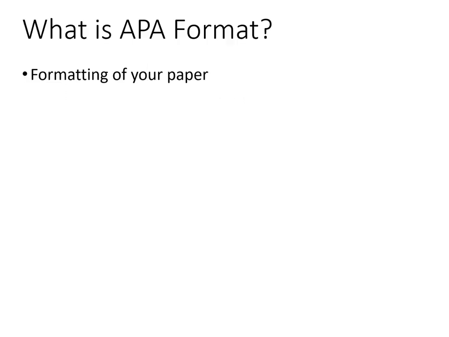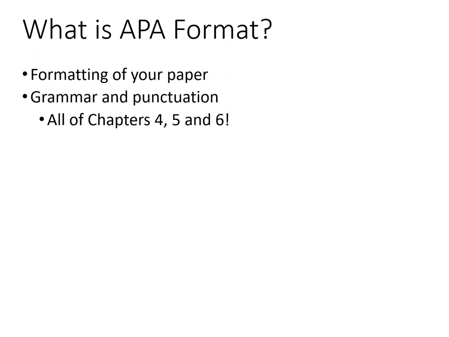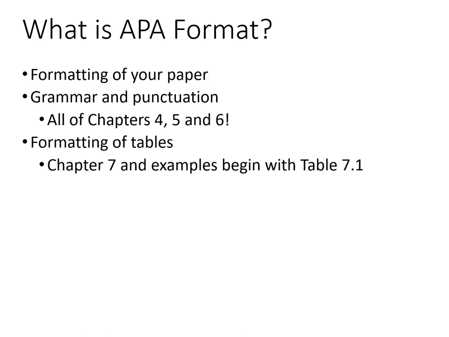Moving on from formatting your paper, APA format also includes grammar and punctuation. Chapters 4, 5, and 6 are dedicated to grammar and punctuation. Chapter 5 in particular provides guidelines for bias-free writing. I am not going to cover them in this presentation, but if you want to know when you should use that versus which, or when you should use a semicolon versus a colon, I recommend you check out chapters 4 through 6. APA also provides guidance on how to format your tables, which can be found in Chapter 7.